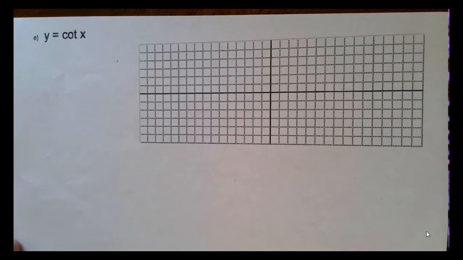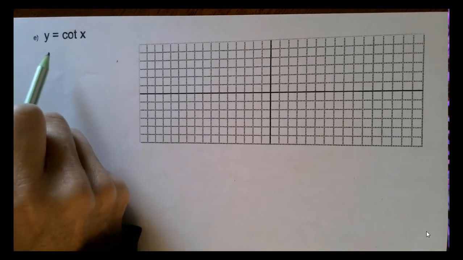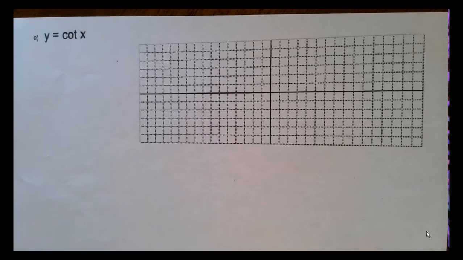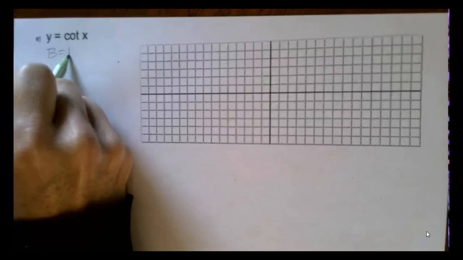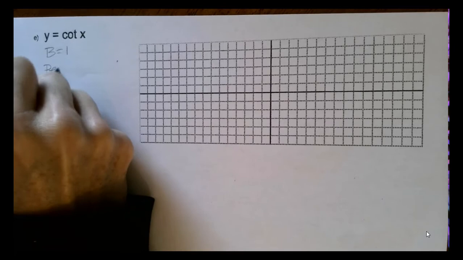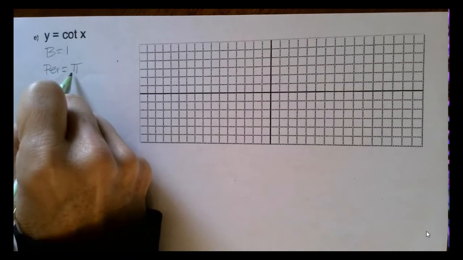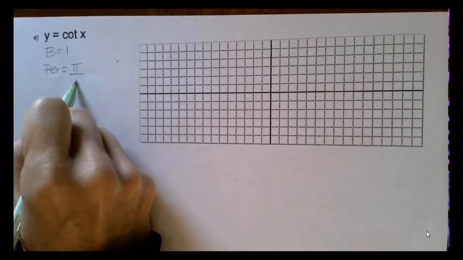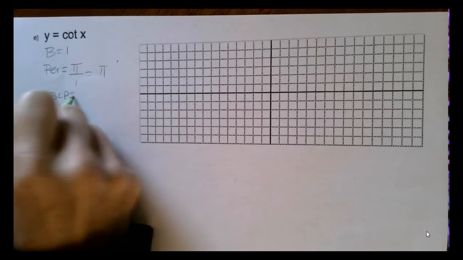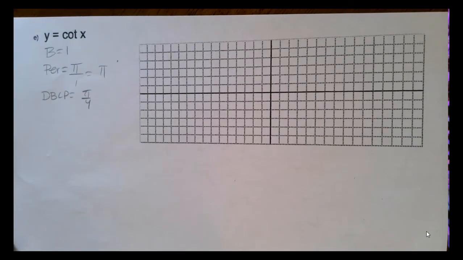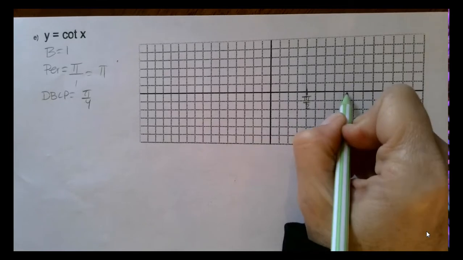Okay, now for cotangent. Cotangent has the same steps as tangent. It just ends up looking a little different because it's defined and undefined in different places. In this one, b is still 1. So therefore, remember the period formula for tangent cotangent is pi divided by b. So pi divided by 1. So the period for this is pi, and the distance between critical points is still pi over 4. I'm going to go ahead and label my x-axis the same. Every 4, pi over 2.